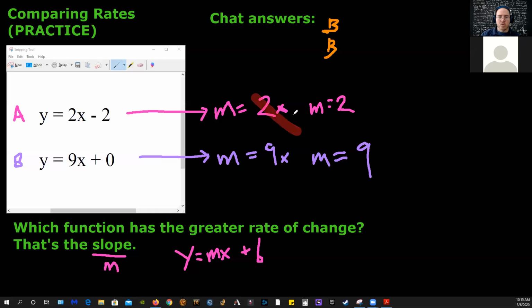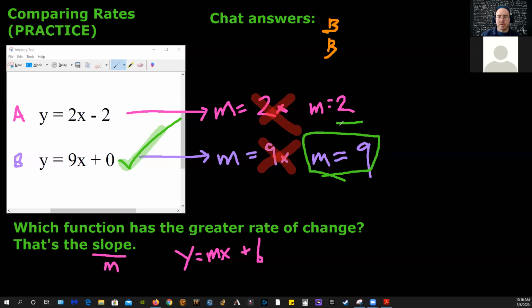Yeah, okay. So we don't want to include the x on that. It's just the coefficient. Coefficient is the big fancy math word for the number that's attached to it. So the correct answer is B, because the slope is 9, and that's bigger than a slope of 2 from A.